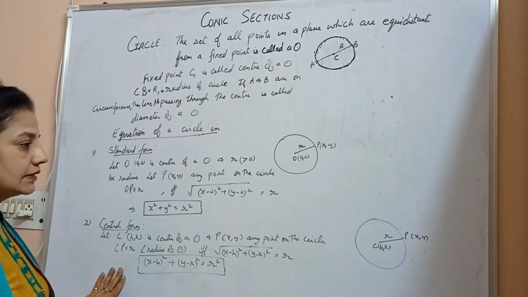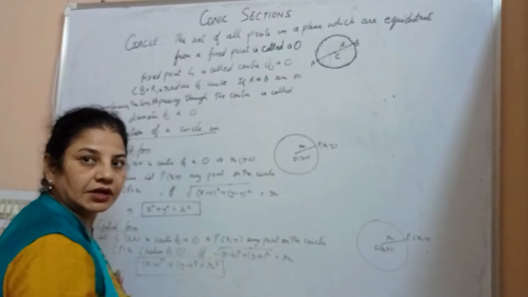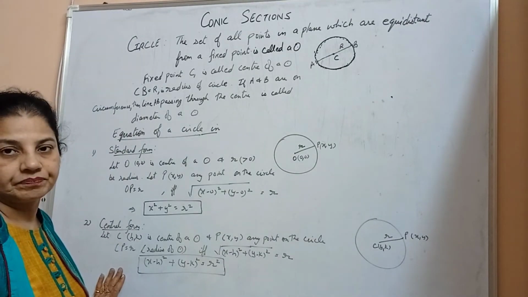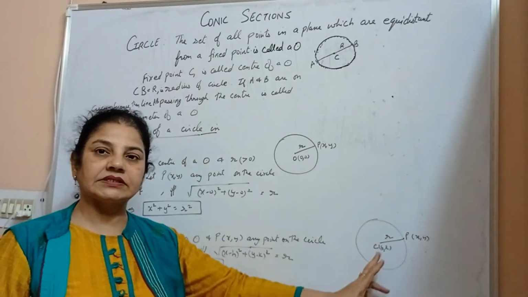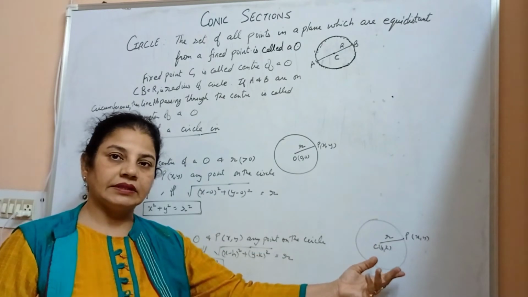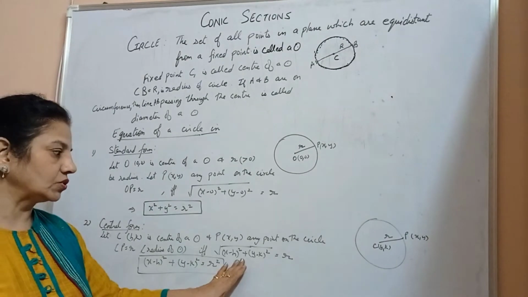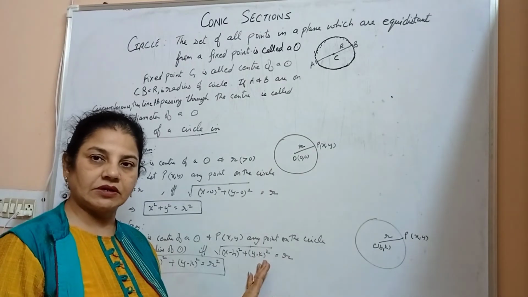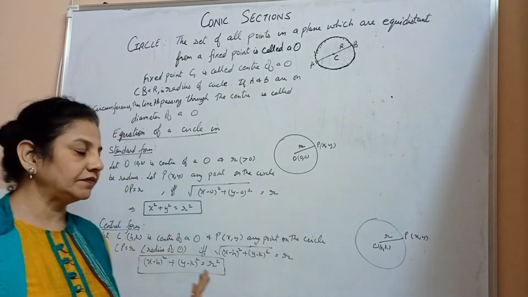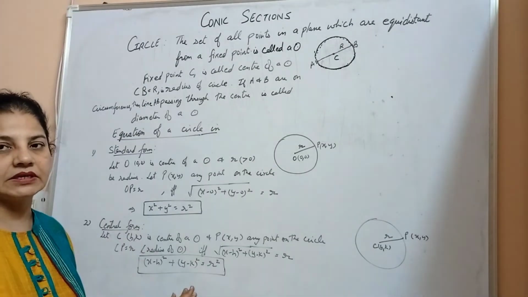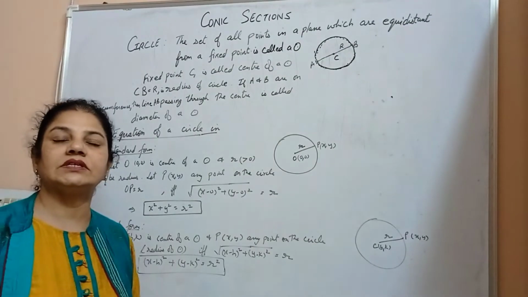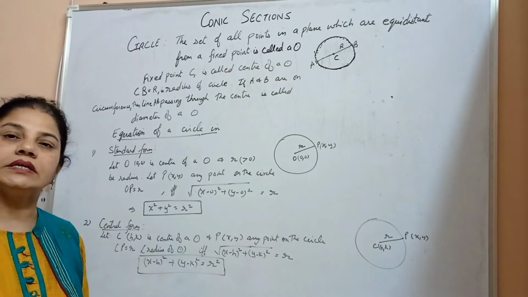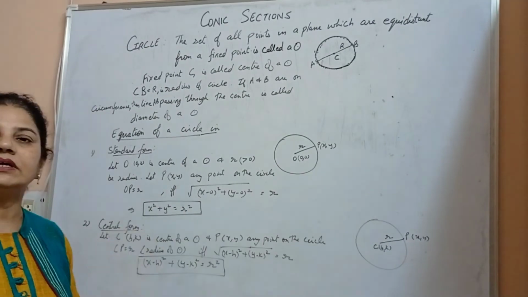Central form. Let C be the center of a circle whose coordinates are (h, k), and P be any point on the circumference of the circle whose coordinates are (x, y). Then again the distance CP is the radius r of the circle. The distance formula says the square root of (x minus h) whole square plus (y minus k) whole square is equal to r. Squaring both sides, we get (x minus h) whole square plus (y minus k) whole square is equal to r square. This is the central form of a circle. This is the equation of a circle in central form. The earlier one is the equation of a circle in standard form.